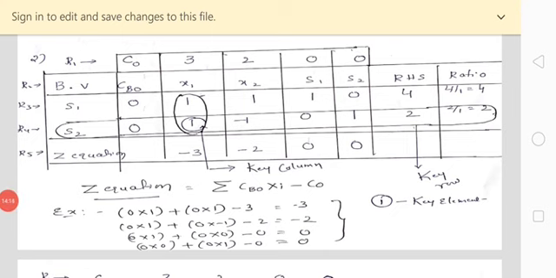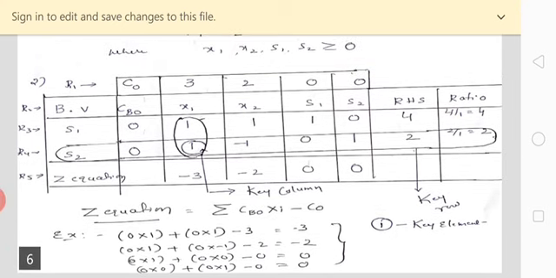You need to calculate the entering column and leaving row. How to calculate that? For the entering column, search in the Z equation for the maximum negative value. The maximum negative value is chosen, and the corresponding column becomes the entering column.